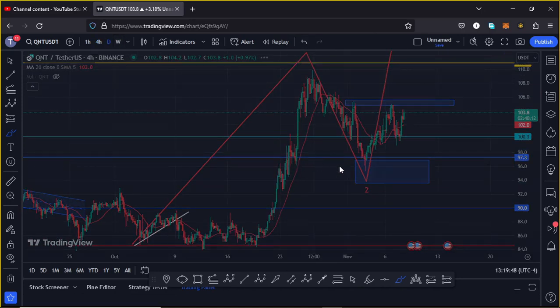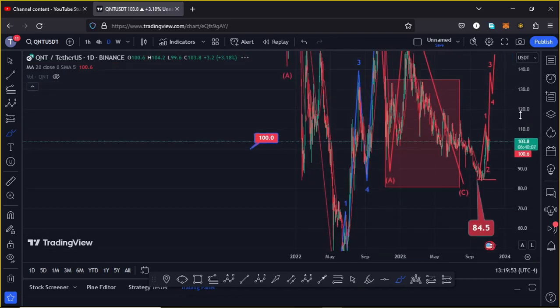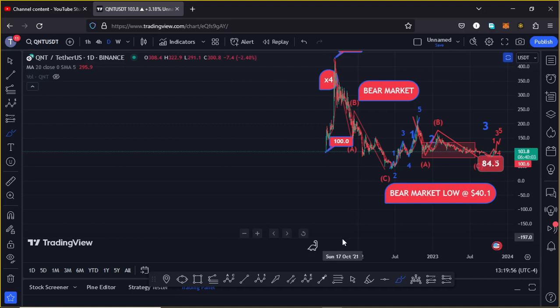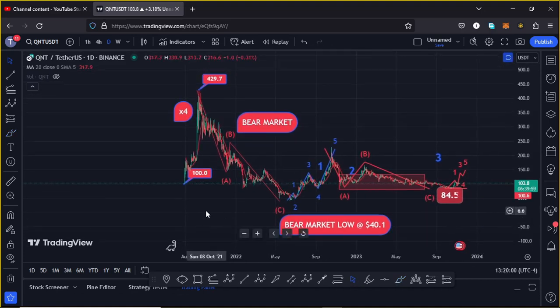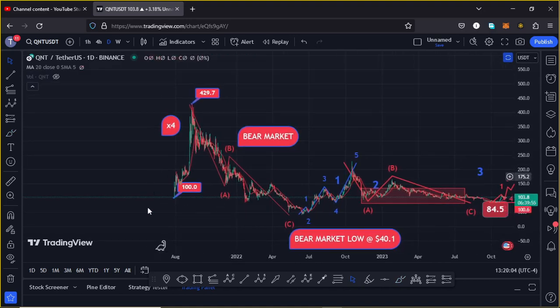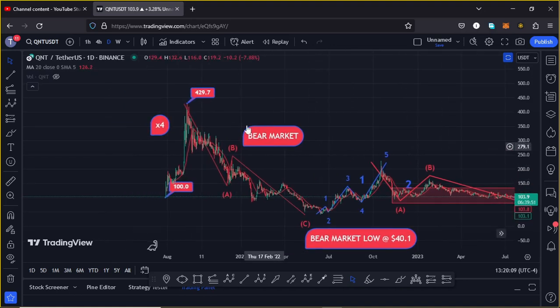Jumping to the daily chart to now give you my long-term Elliott wave analysis that I'm expecting to play out once the bull market is here. On the daily chart, you can see that after getting our lows back in 2020 at around the $100 mark, we saw this massive push to an all-time high, giving us a high above the $429 mark, which is the bull market high, which was a 4x to the upper side.